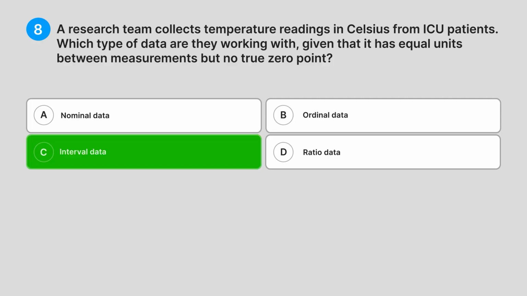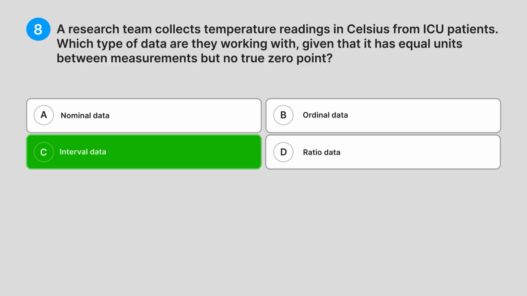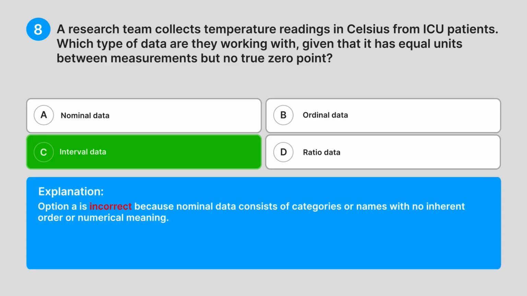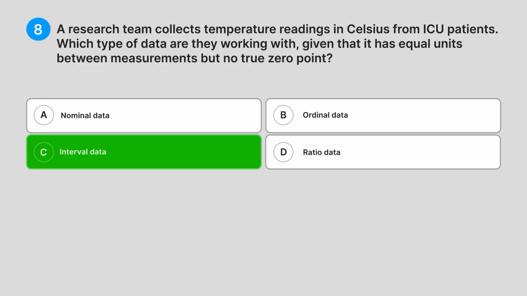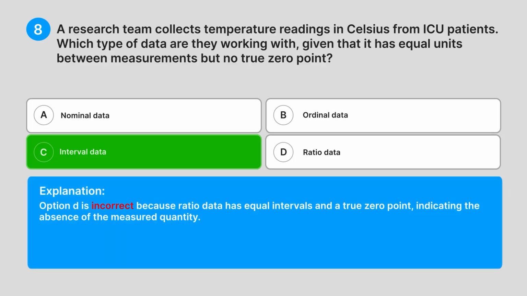Correct answer, C. Interval data. Explanation: option C is correct because interval data is characterized by equal intervals between values and the absence of a true 0 point. Temperature in Celsius fits this description. Option A is incorrect because nominal data consists of categories or names with no inherent order or numerical meaning. Option B is incorrect because ordinal data involves ordered categories or rankings where the intervals between the ranks are not necessarily equal. Option D is incorrect because ratio data has equal intervals and a true 0 point, indicating the absence of the measured quantity.